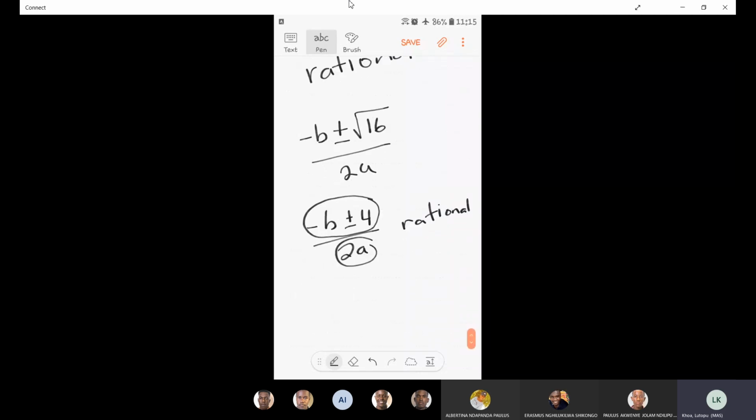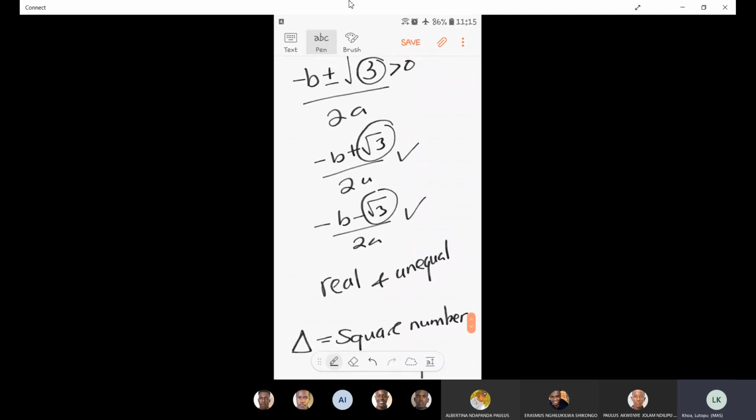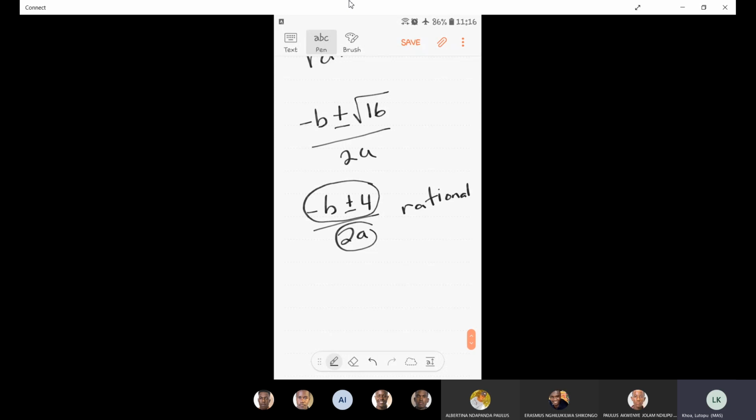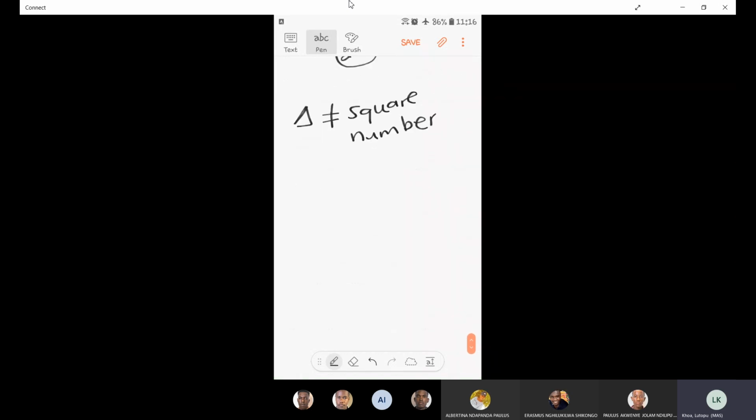Unlike the example that I gave previously where I had the square root of 3. The square root of 3 is irrational. So when I subtract from minus b there, I will not end up with an integer. So it is irrational. So when I have a square number, then my roots are real and rational. Now if my discriminant is not a square number, then it means that I have irrational roots.